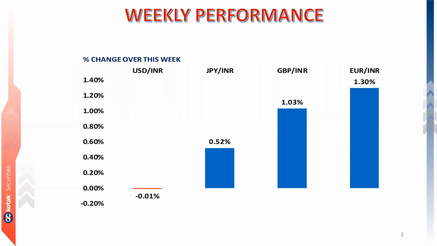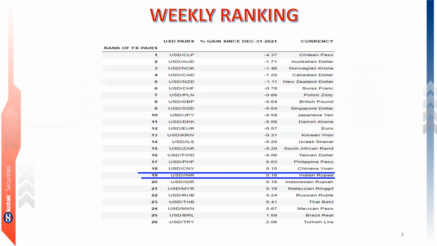USDINR, as I said, was dead flat. Yen, pound, and euro, they improved in an ascending order. And that clearly shows that the Indian rupee was an underperformer this week, and that comes out once again through this much more broad-based ranking data.